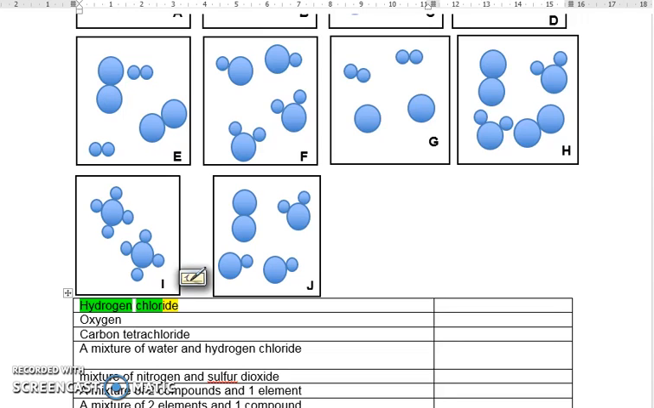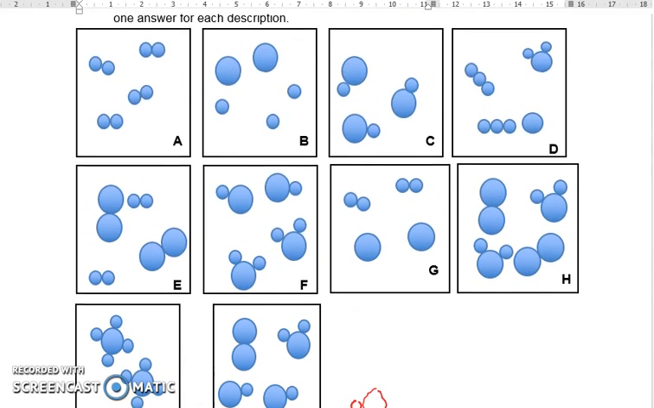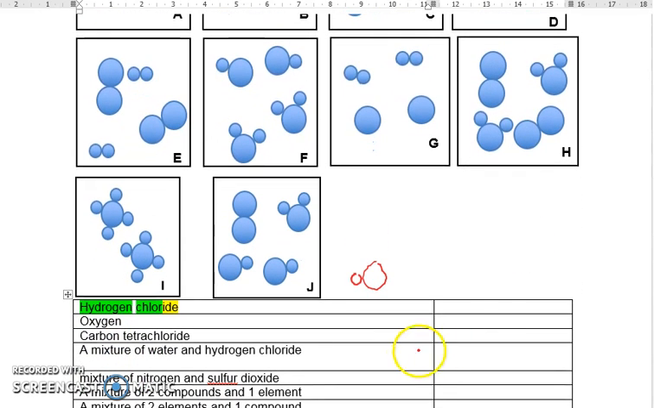So in order to find the particle diagram, we are actually looking at 2 different circles. So it will look something like this. One circle for hydrogen and a different circle for chlorine. So all we need to do is to find which one looks like this. And you realize that C looks exactly like what we have drawn. So the answer will be C.